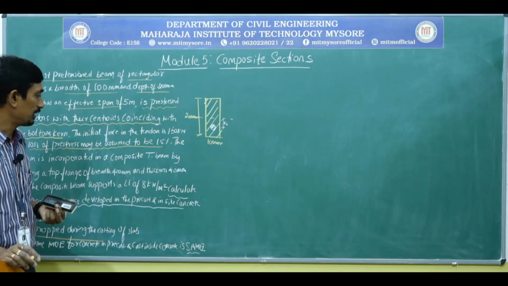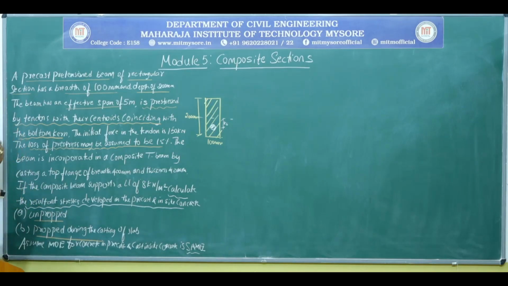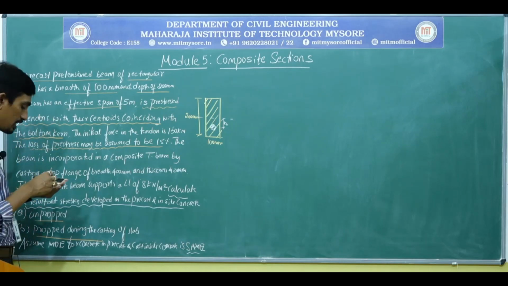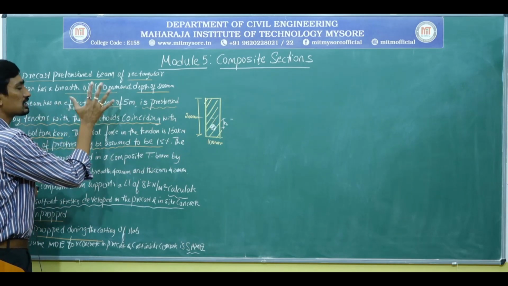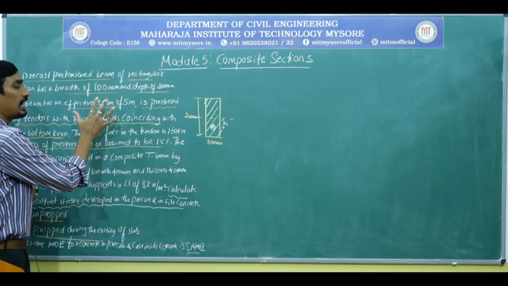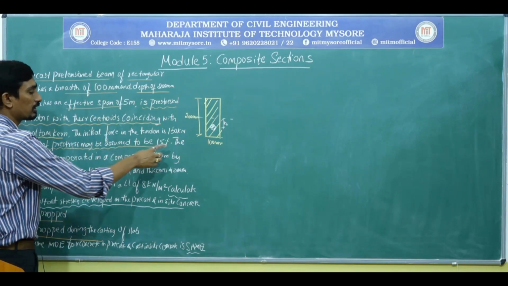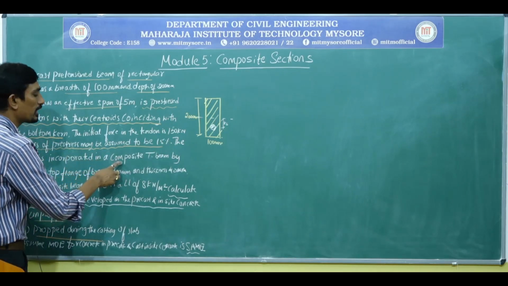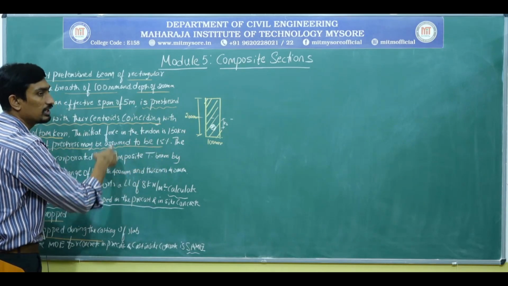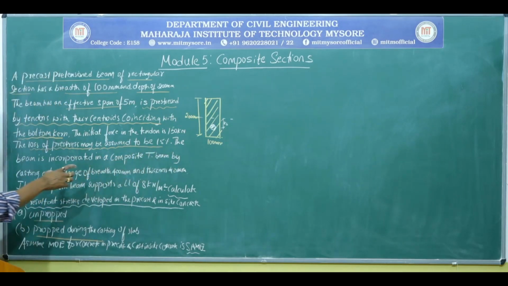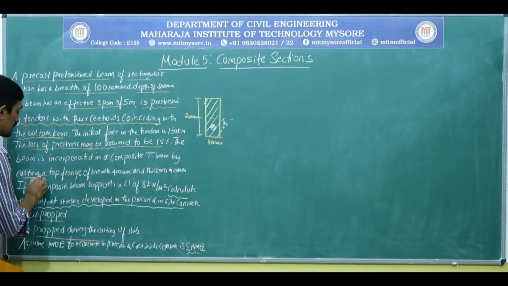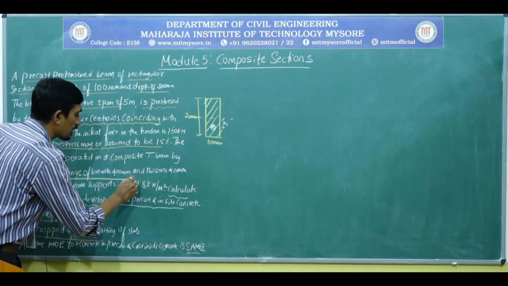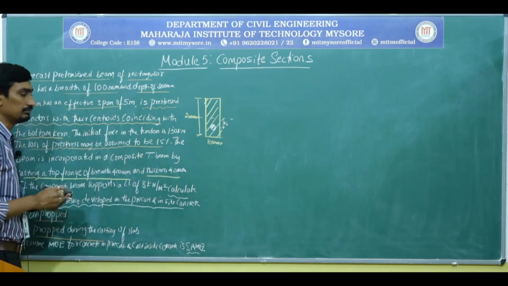Is it clear? Fine. So this is the data regarding the precast section. Now come to the cast in situ data. This precast pre-tension beam will act as a composite section. The beam is incorporated in a composite T-beam fashion by casting a top flange.